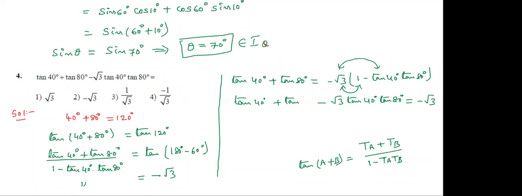So finally, students, what is the answer? Tan 40 plus tan 80 minus root 3 tan 40 tan 80, the value is minus root 3. The second option is correct.